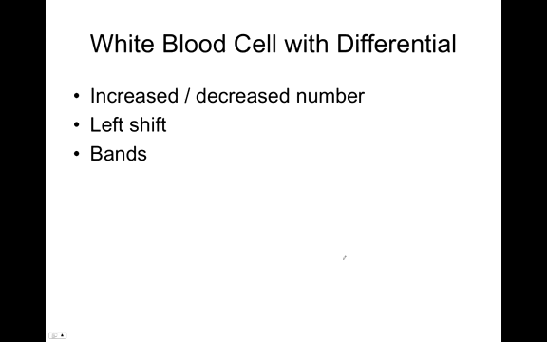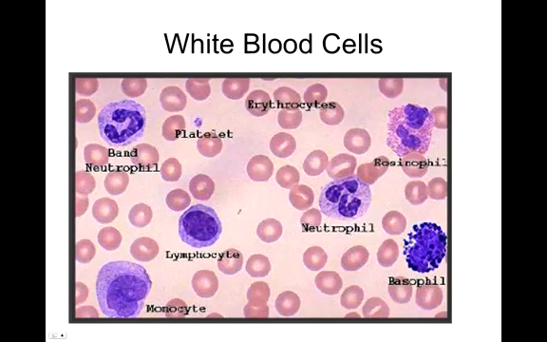With the white blood cell count with differential, it can be increased or decreased in number. It increases with infection. You'll have what's called a left shift when you have an increase in infection, which means you have more neutrophils, and you'll have an increase in your bands, which are immature white blood cells. So these are the different types of white blood cells, and the erythrocytes are there just to show you the size of them.